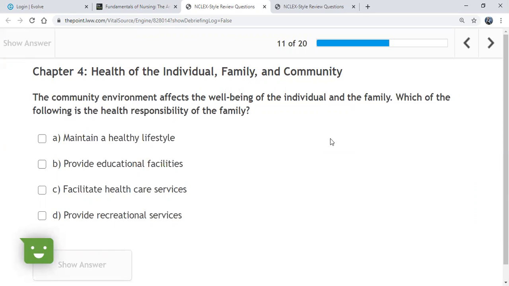The community environment affects the well-being of the individual and the family. Which of the following is the health responsibility of the family?